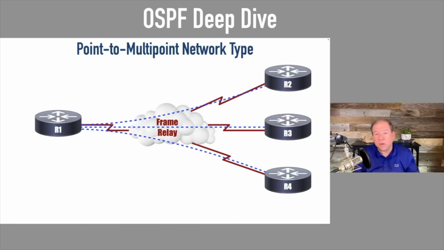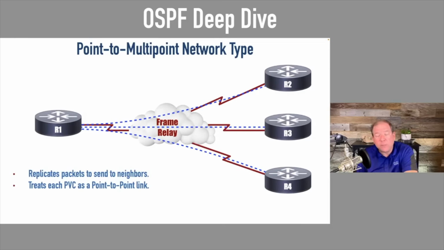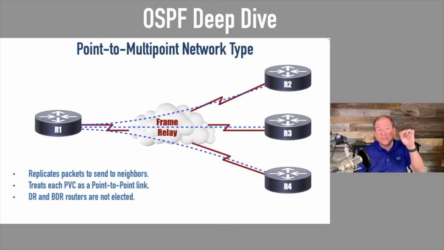So this is not a multicast or a multi-access network. Therefore, we don't need BDRs and DRs, do we? And what's happening here is we're really treating each of those dashed lines, each of those permanent virtual circuits, as point-to-point links. Separate point-to-point links. And on point-to-point links, we don't need DRs or BDRs. What R1 is doing is just replicating the information and sending it out the other links. And the hello interval is 30 seconds.